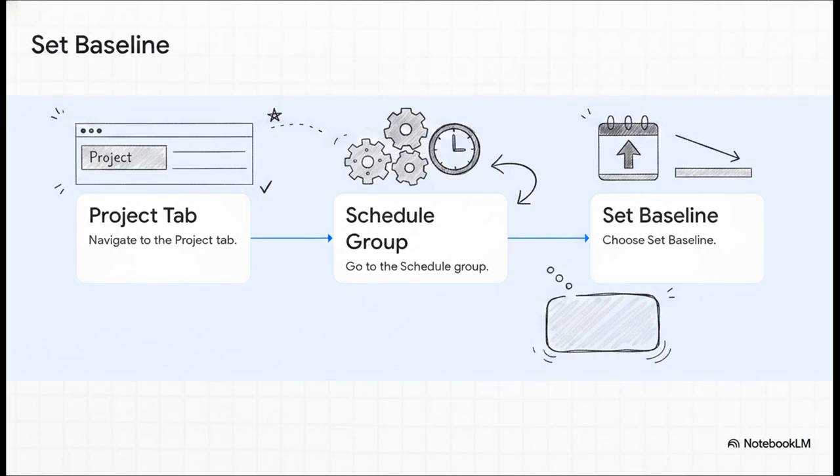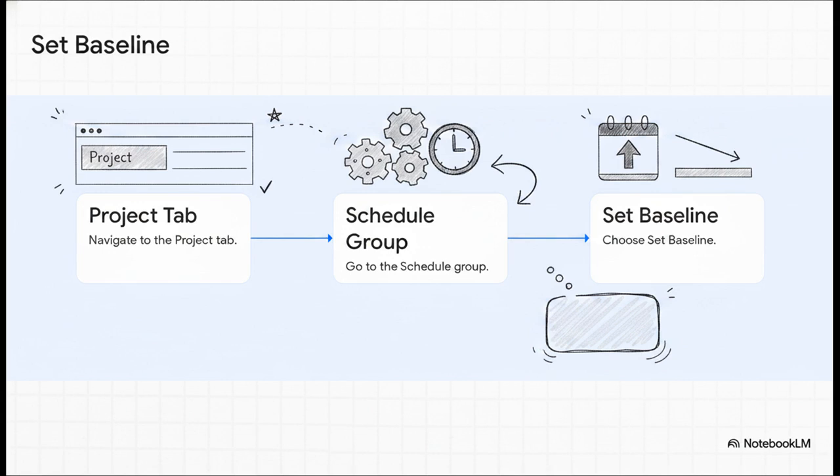First, make sure you're in your Gantt chart view so you can clearly see your tasks and timeline reacting to the changes you're about to make. Navigate right up to the Project tab on the ribbon at the top of your screen. From there, go over to the Schedule group. Click that Set Baseline drop-down menu and just choose Set Baseline.